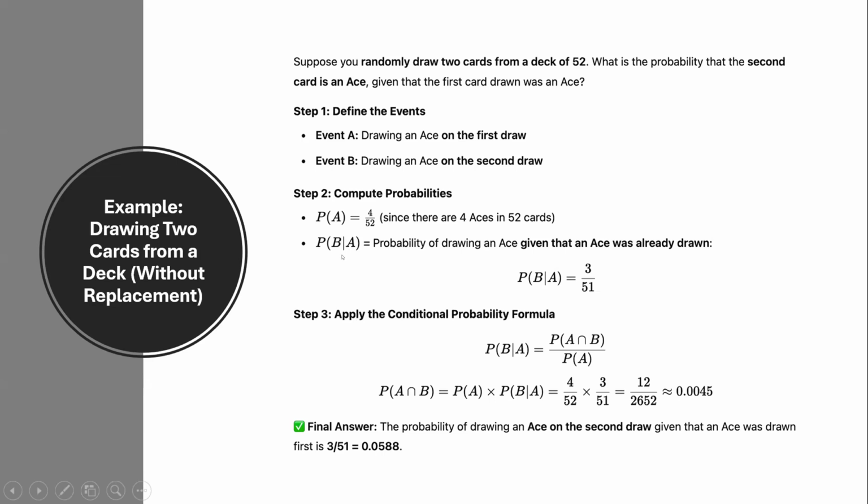Here we are calculating the dependent probability. So P(B|A) will be 3 divided by 51, because now we are left with only three aces, and the total number of possible outcomes is 51. Applying the conditional formula, first we will calculate P(A ∩ B), which is P(A) times P(B|A). We'll just put in all the values that we have calculated.